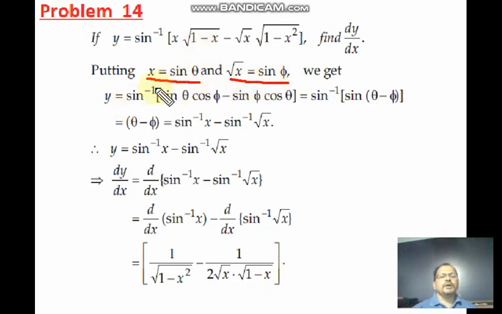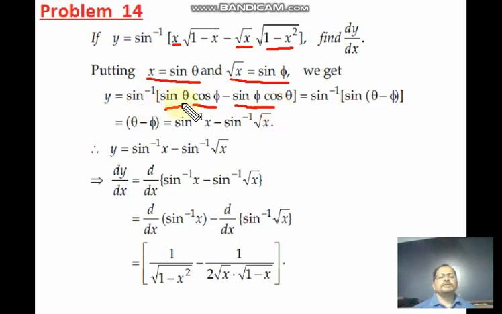So the problem becomes sin inverse x is sin theta, 1 minus root x square, that is 1 minus sin square phi. 1 minus sin square phi is cos square phi. Square root of cos square phi is cos phi. Minus root x. Root x means sin phi. And under root 1 minus x square, that is 1 minus sin square theta. It is cos square theta. Square root gives me cos theta only.